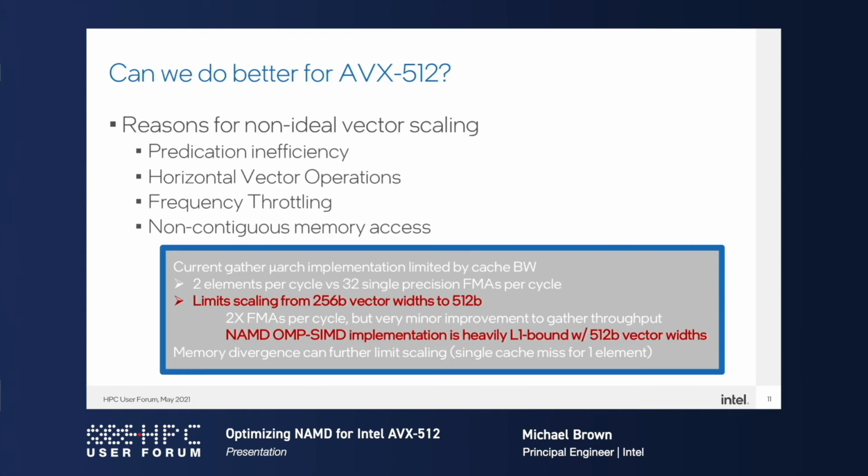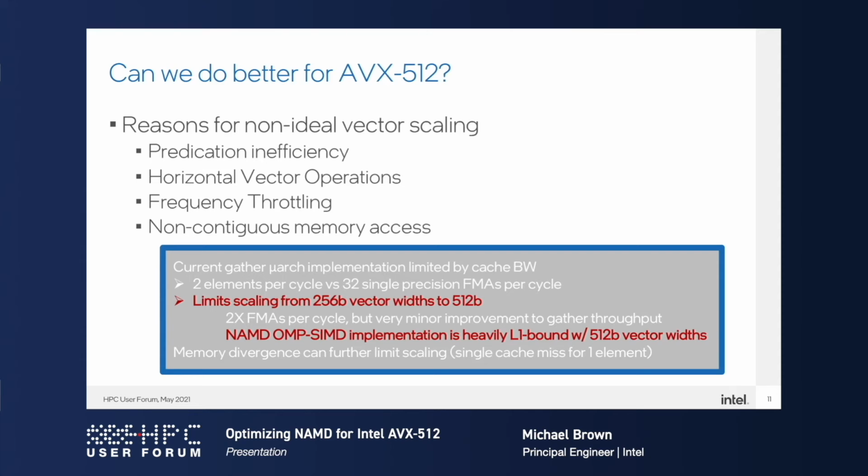So can we do better for AVX-512? Certainly we don't see a 16x speedup in direct force with vectorization, but why? Well, some of the reasons for non-ideal vector scaling include predication inefficiency. So we have branches for the cutoff and conditional math that result in masking with vectorization, along with peel and remainder code.